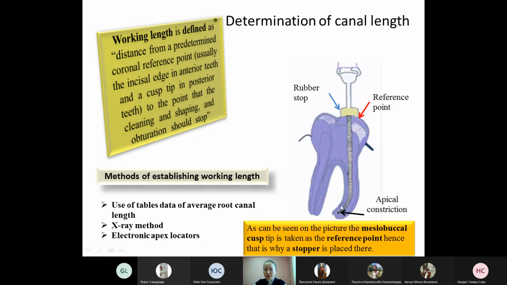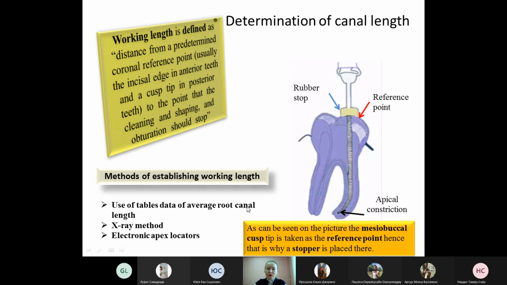This point is the apical constriction, or physiological apical hole, and all treatment procedures should stop here when it comes to pulpitis. It is necessary to keep in mind that every material is toxic to some extent and shouldn't be pushed out from the root apex, in order to prevent inflammation of periradicular tissues.